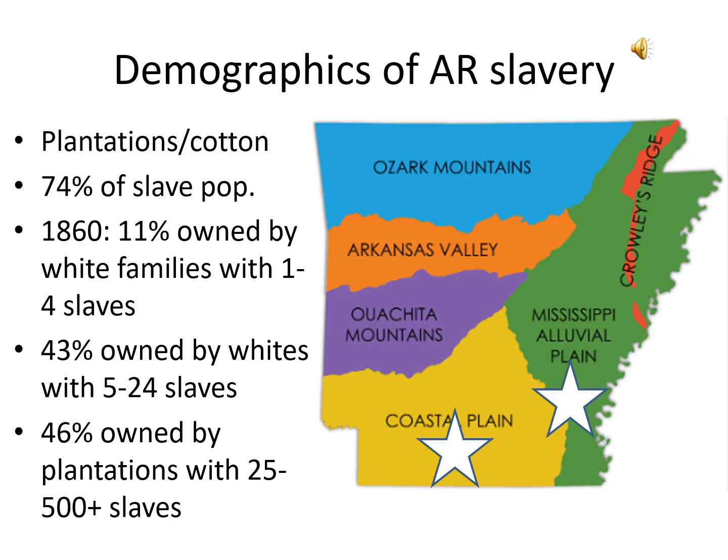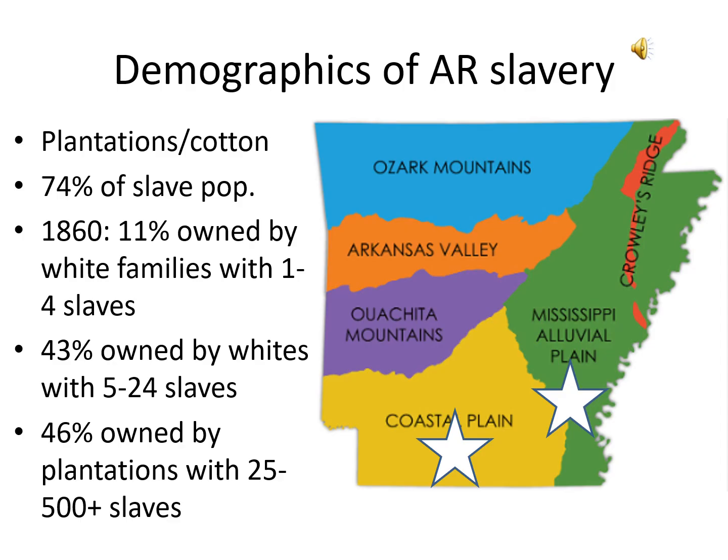By 1860, 11% were owned by white families with 1 to 4 slaves. So, not necessarily a plantation setting at all. We're talking about maybe small farm situations where there are extra farm hands that are employed, I say employed, that are enslaved for farmhand work or for in-home work as a maid or a cook or something like that. So 1 to 4, 11% in 1860.